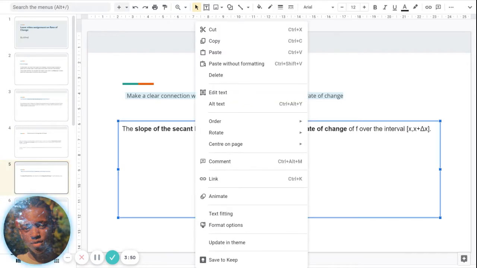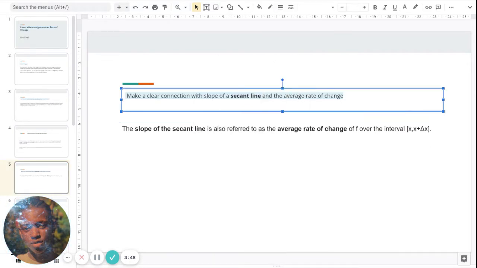Make a clear connection with slope of a secant line and the average rate of change. The slope of the secant line is also referred to as the average rate of change of f over the interval x plus delta x.